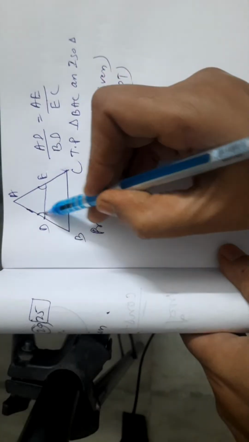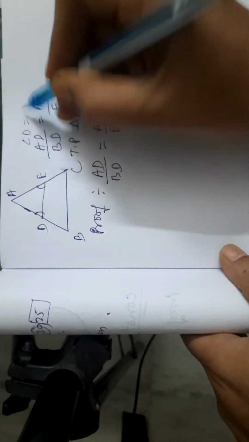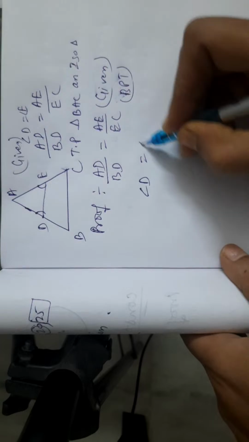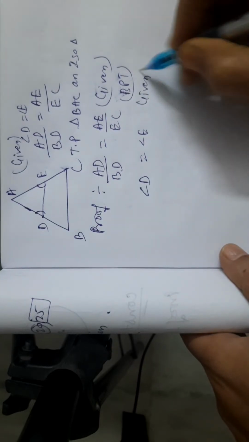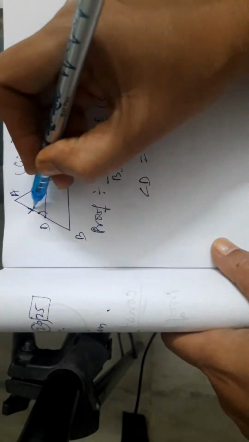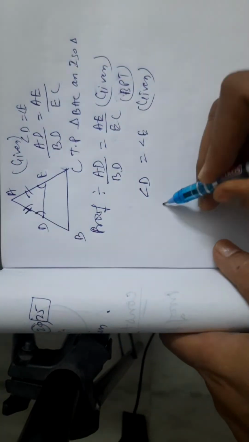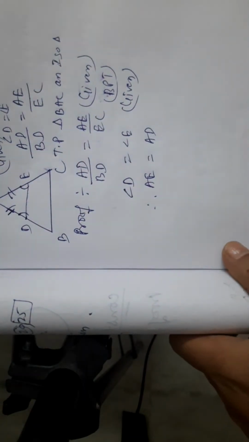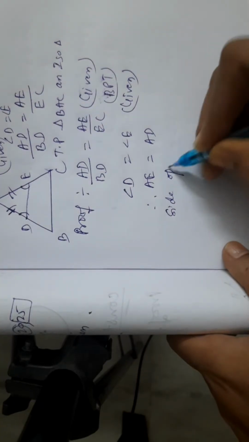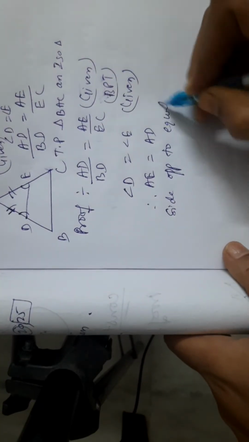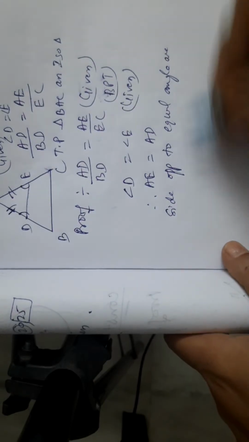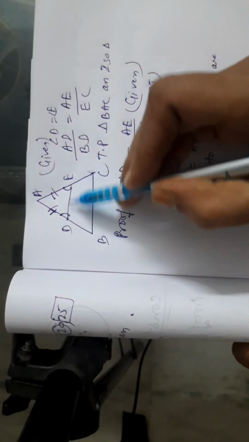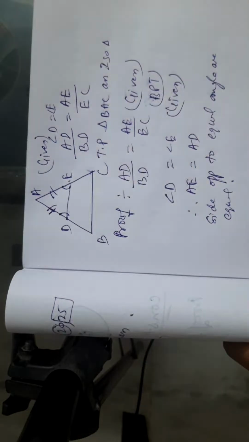here angle D and angle E are also given equal. Angle D equals angle E. This was also given. If angles are equal, their opposite sides will be equal. So we can make here AE equal to AD. The statement will be: sides opposite to equal angles are equal. When angles are equal, their opposite sides will be equal.